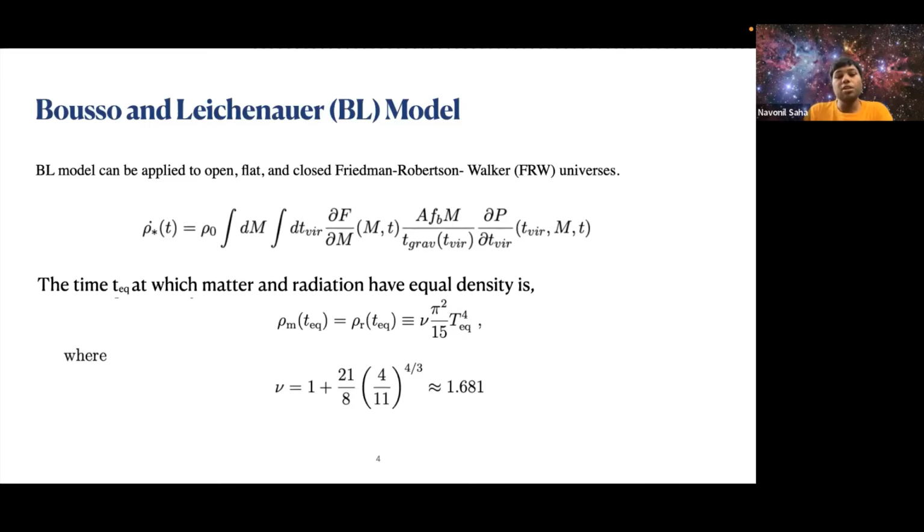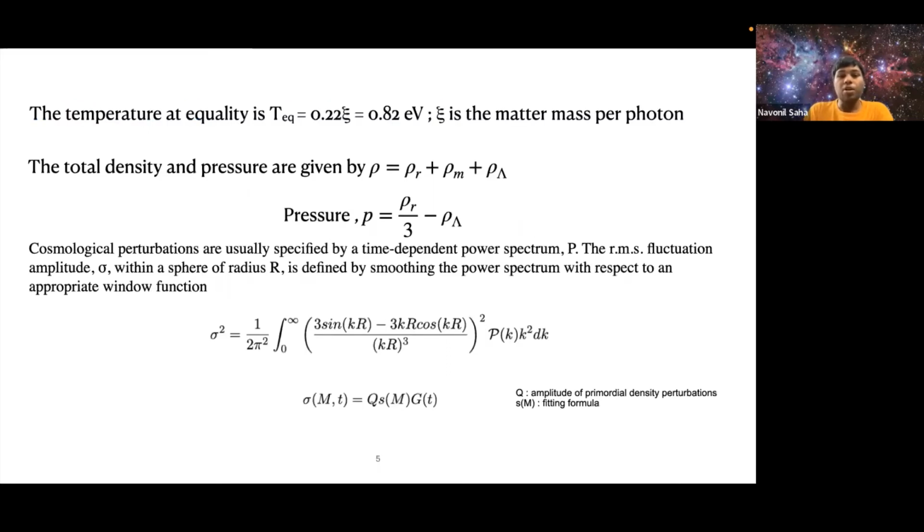These are all taken from the BL model. Now, the temperature at equality is taken to be 0.22 psi, where psi is the matter mass per photon, and it has a value of 0.82 electron volt. Now, the total density is given by the summation of the radiation density, the matter density, and the dark energy density. And the pressure is given as follows: rho r by 3 minus rho lambda.